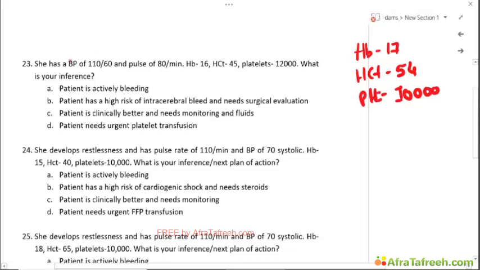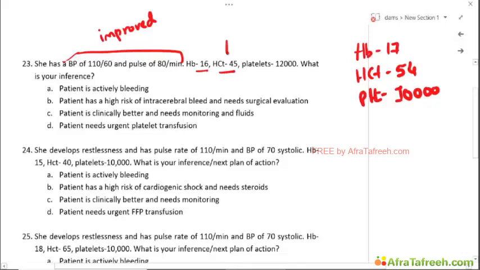Okay, now the patient has a blood pressure of 110/70, pulse of 80 per minute, which is better. So the patient has improved clinically. Hemoglobin is 16, hematocrit is 45, so hematocrit has come down. The platelets are 12,000. What is your inference?